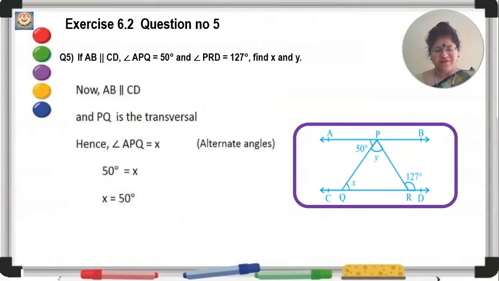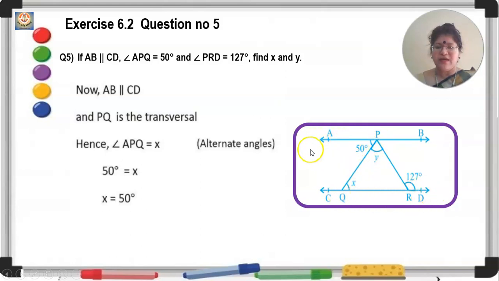Exercise 6.2, question number 5. Again, this is an important question. Here they have mentioned that AB is parallel to CD and angle APQ is 50. So let us find out the measure of angle X. Since AB is parallel to CD, PQ is the transversal. So when this is the transversal, don't you get a Z-shaped angle?